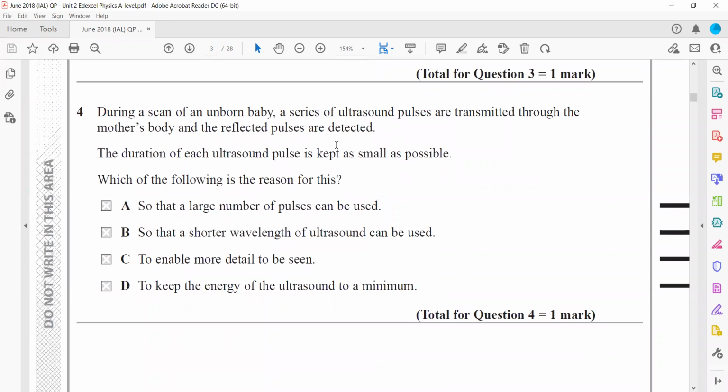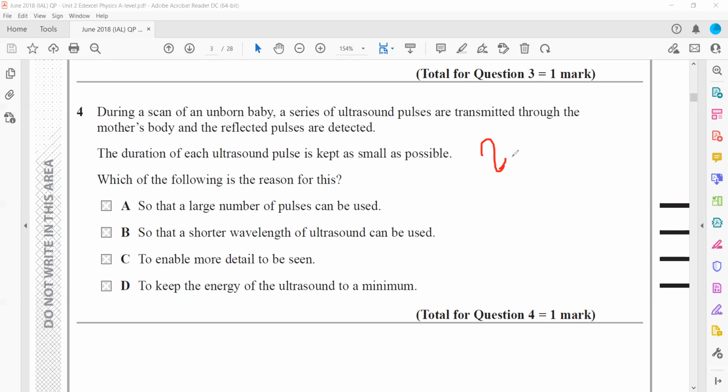In question 4, during a scan of an unborn baby, a series of ultrasound pulses are transmitted through a mother's body and the reflected pulses are detected. The duration of each ultrasound pulse is kept as small as possible. What is the reason for that? When we use a small pulse, we'll get a more detailed image.